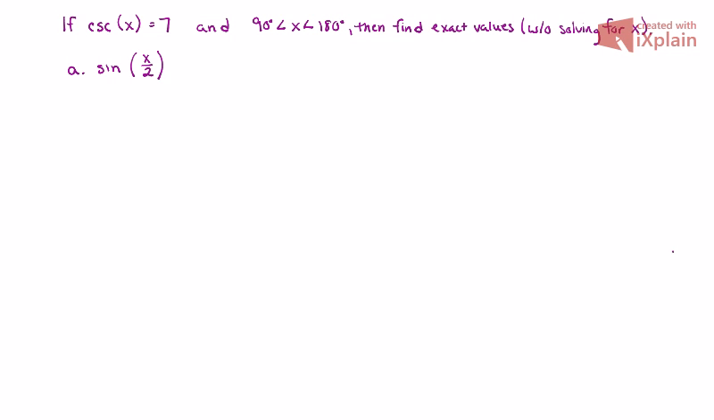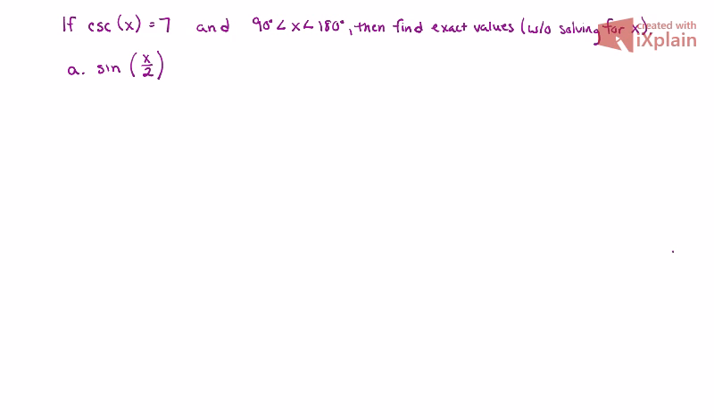Hi everyone, this video is for section 7.3, double angle identities. In this particular problem, we're given that the cosecant of x is equal to 7 and that x is between 90 and 180 degrees. We want to find exact values without solving for x. In this case, we want to find the sine of the half angle x over 2.